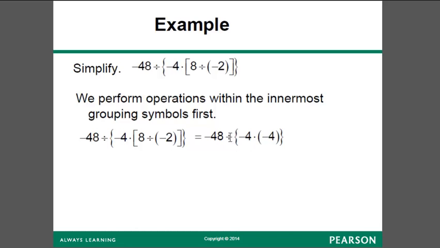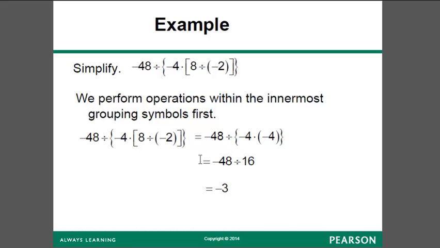Now let me say, yes, this division is ahead of this multiplication, but this multiplication is inside grouping symbols. That is why I do it first. So I have negative 4 times negative 4, which gives me a positive 16. Then I have negative 48 divided by 16, which will leave me with a negative 3. Again, we have to remember to complete inside the grouping symbols. And notice I did not drop any of the grouping symbols until I completed the process inside the grouping symbol.